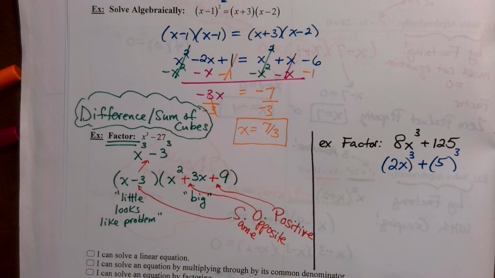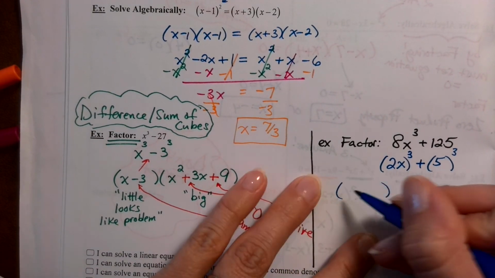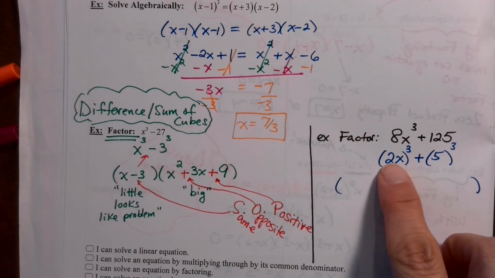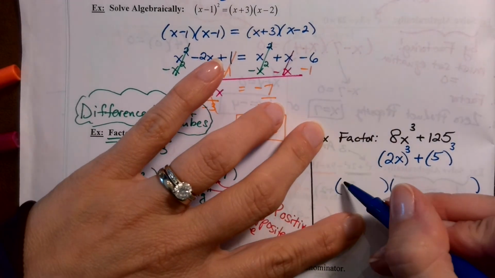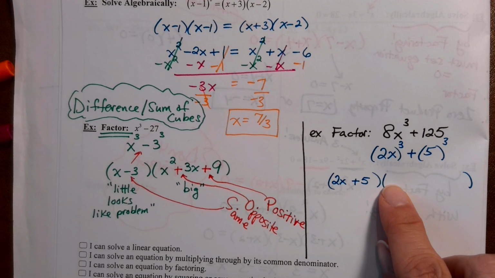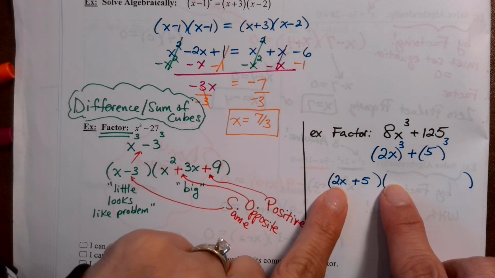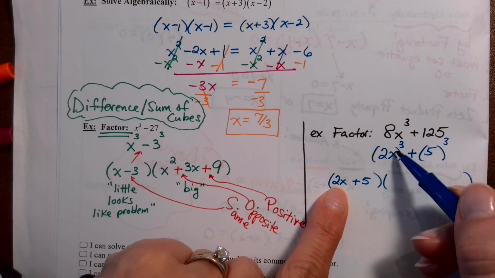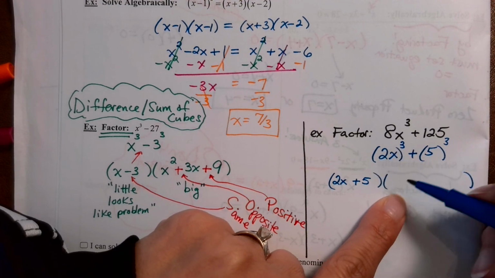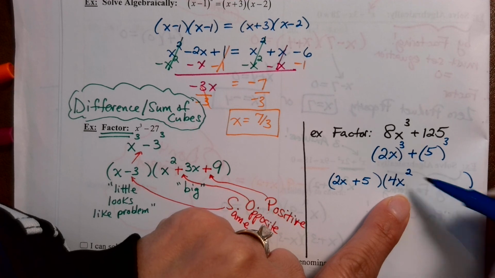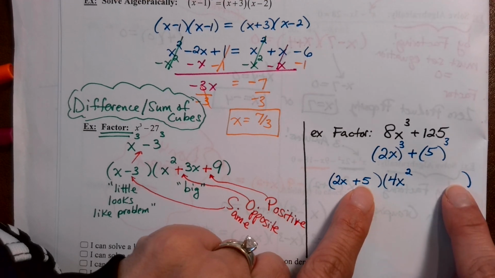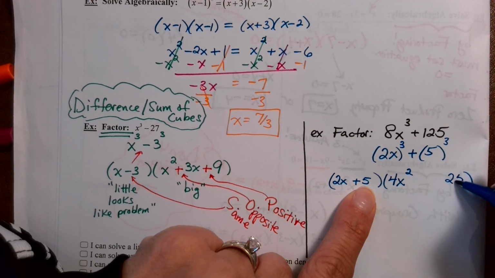The rules are the same for sum and difference. So please put some parentheses for a little guy and for a big guy. The little guy is going to look just like these factors. So you write 2x plus 5. Now let's talk about the firsts. You take the first term, because there's quantity 3 of them. I took one quantity here. I need to put the other 2 right there. 2x times 2x, and that's 4x squared. How about the end? Let's take 5 times 5, and that would make 25.